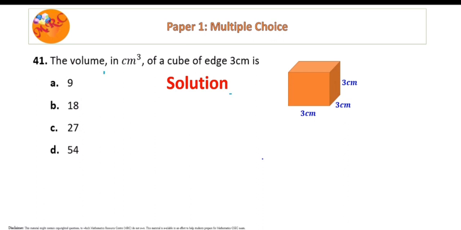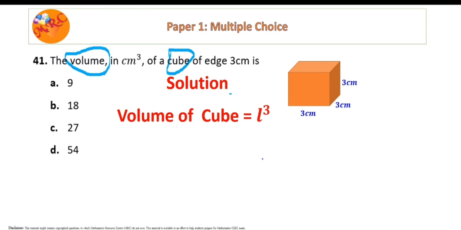Alright, what's the formula for finding the volume of a cube? It is length cubed, or length times length times length. So let's put that in. We know that the length is 3. So volume equals 3 cubed.